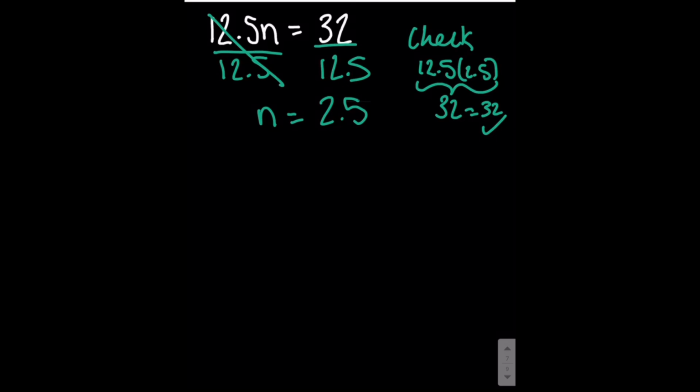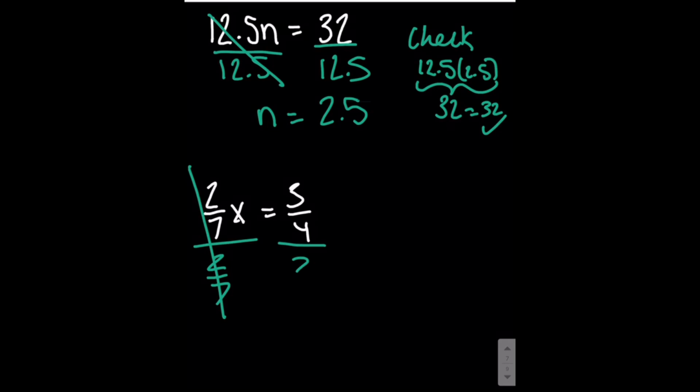Last problem. Let's do 7x equals 3/4. Now, this one is again multiplying. So we must be dividing. So we're going to divide by 2/7. Obviously, this should cancel out. And divide by 2/7. Now, I'm left with x equals.